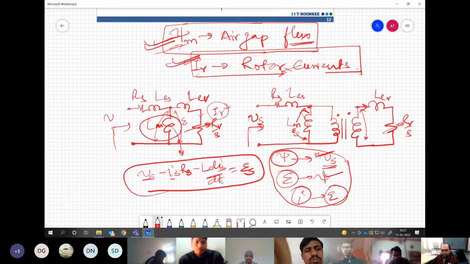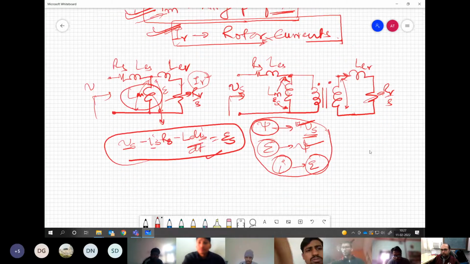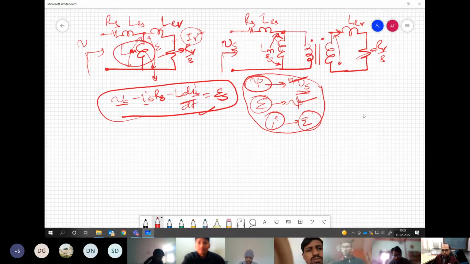Correct? This is the voltage which is actually applied across the magnetizing branch. You understand my point here? Yes, sir. Now, when you apply any voltage across an inductor, what will happen? The flux will be generated, and what is basically flux?